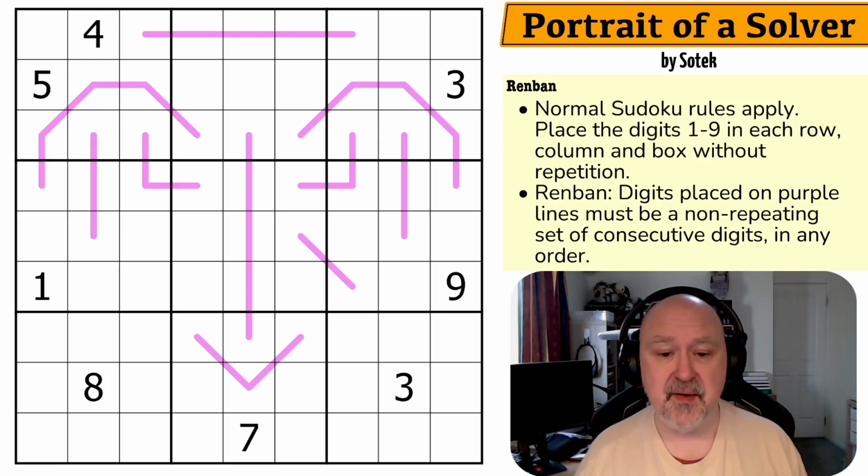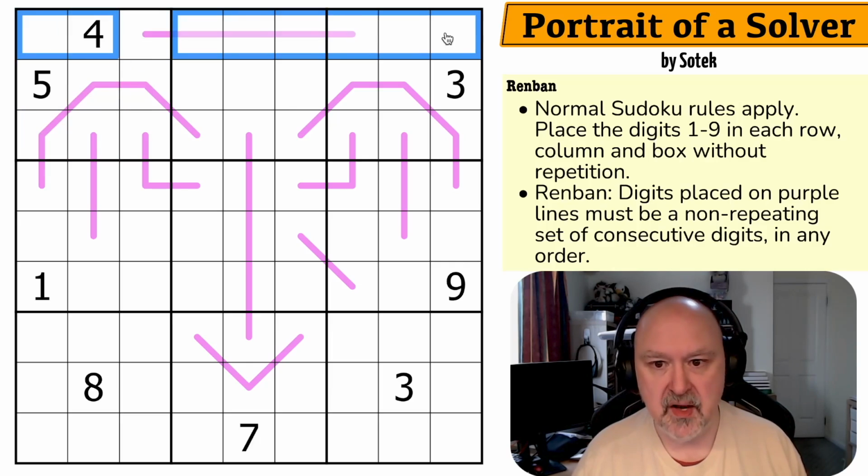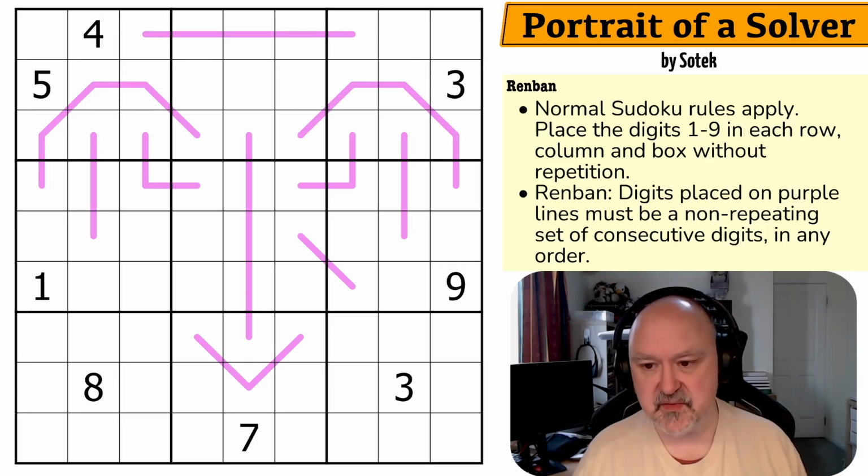I don't know anything about this. I'm just going to try it. Going to give it a shot. So, what are the rules of the puzzle? Normal Sudoku rules apply. So in every box, in every row, and every column, the digits 1 to 9 must be placed without repetition.